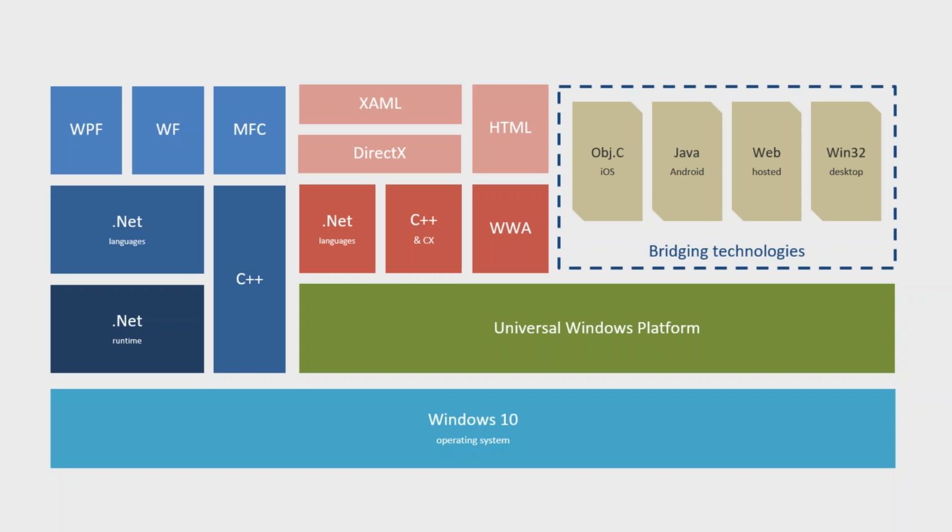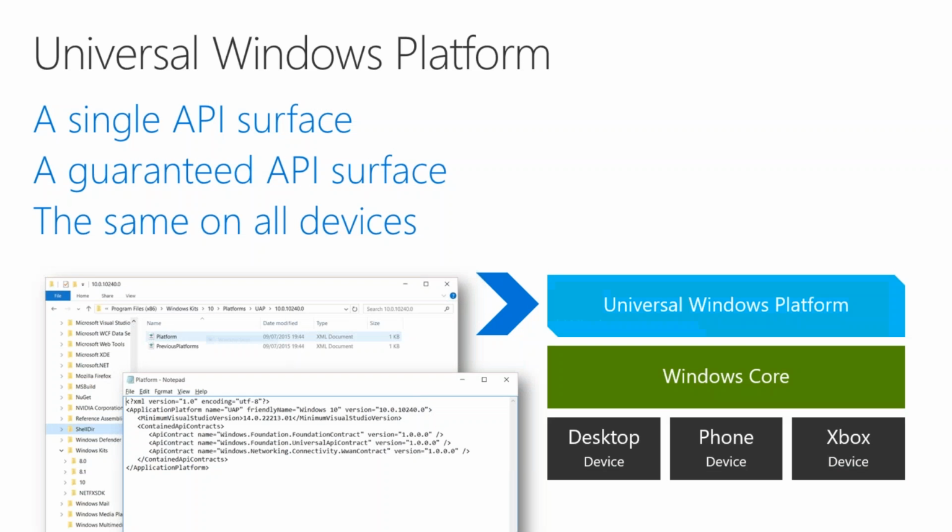We also have a bridge for the Android version. Those kind of bridging technologies will always be there. But this is how, at a very high level, the Windows 10 platform looks like. So universal Windows platform, what exactly is it from an actual development perspective? Well, it's a single API surface. You get the API, a guaranteed API surface.